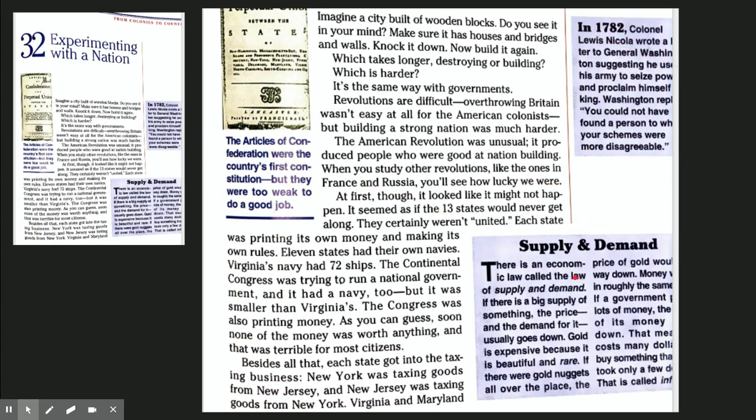You can look at that as we read, although this really bothers me here, the law of supply and demand, just because I was an economics major in college, and this is a pretty glaring error. It says there's an economic law called the law of supply and demand. If there is a big supply of something, the price and the demand for it usually goes down. That is ridiculous. With most goods, if there's a big supply of it, it is true that the price will go down, but the demand, the amount that people want, goes up for something when the price goes down. So we're going to just cross that part out and not read it.